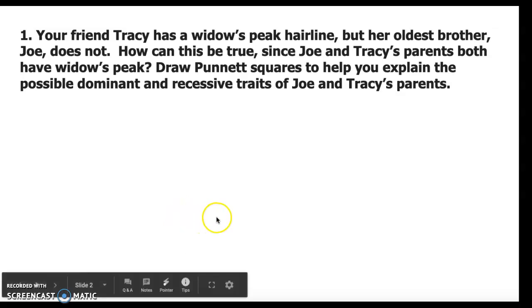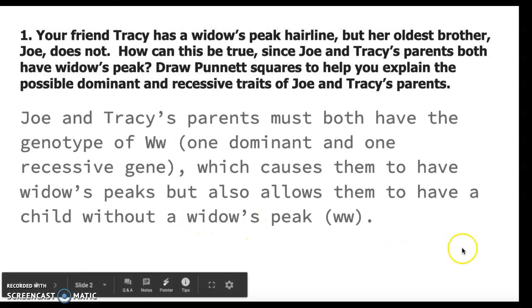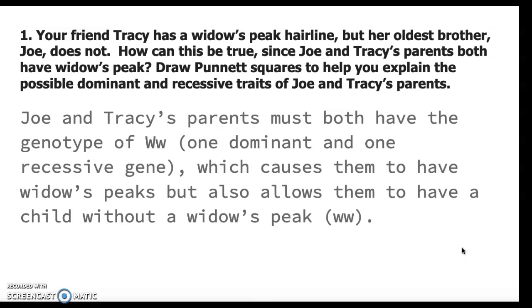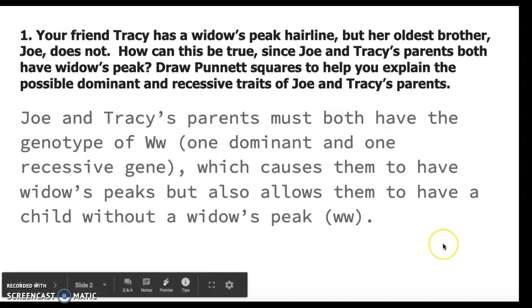So let's jump back over. Let's see that in words. Joe and Tracy's parents must have both had that genotype, so 1 dominant, 1 recessive, which allows them to have the widow's peak or have a child with that widow's peak. So lowercase, lowercase. And that's how we would describe it.